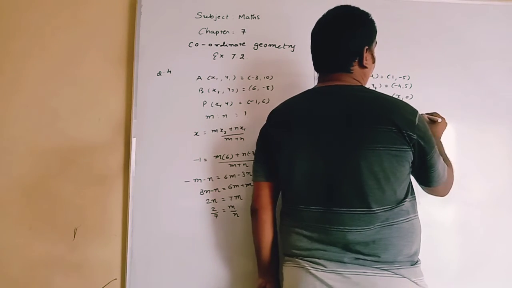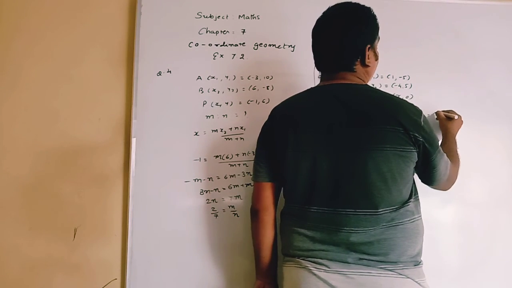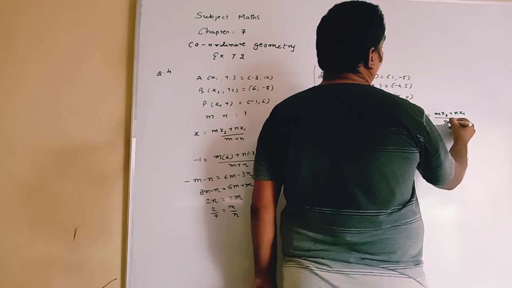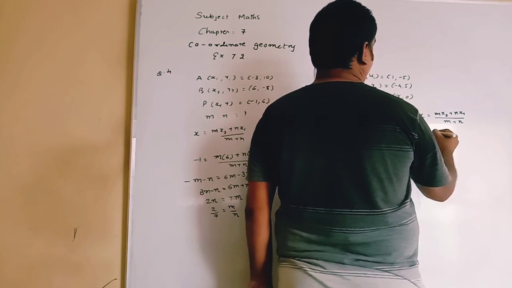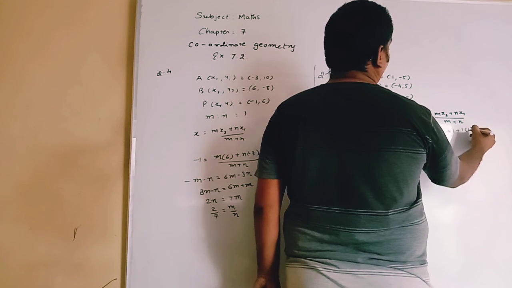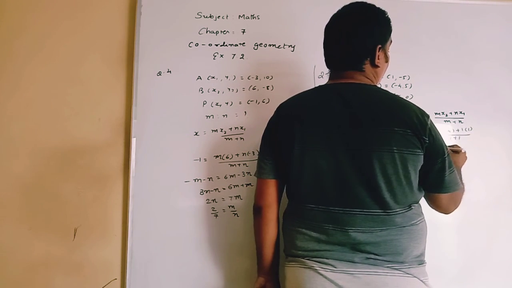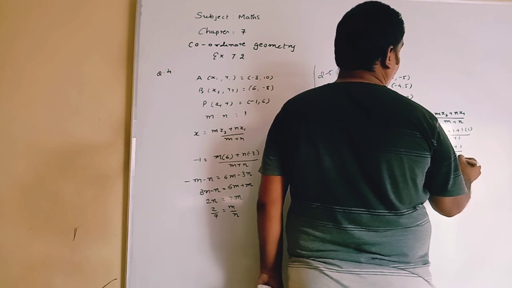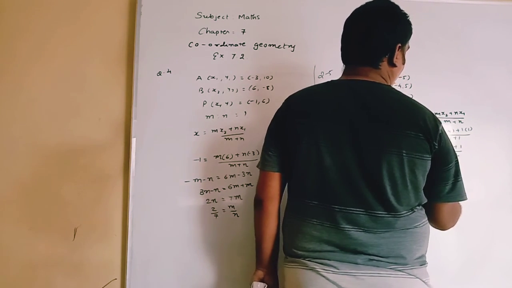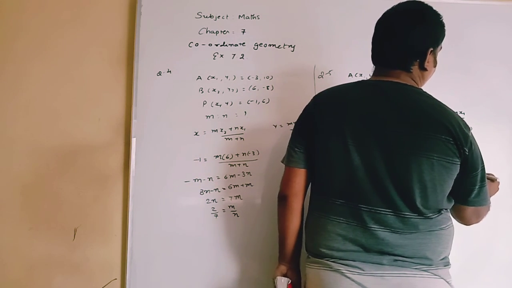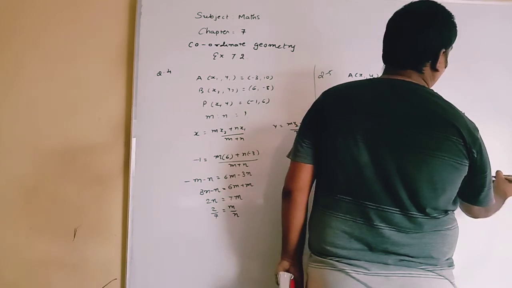Now we will calculate the x coordinate. So x equals (mx2 plus nx1) by (m plus n). So it is (1 into minus 4 plus 1 into 1) by (1 plus 1), minus 4 plus 1 by 2, that is minus 3 by 2. So the required point is (-3/2, 0).